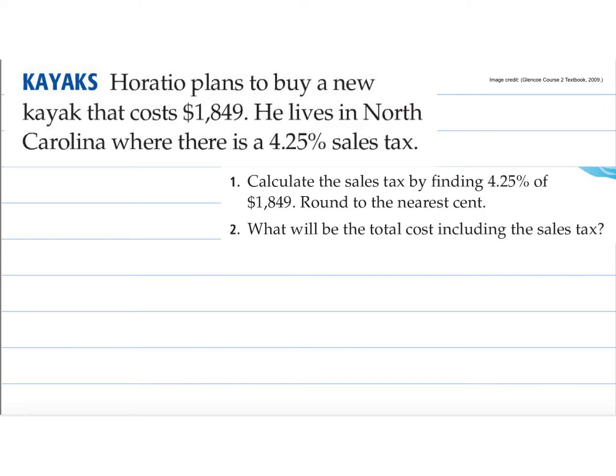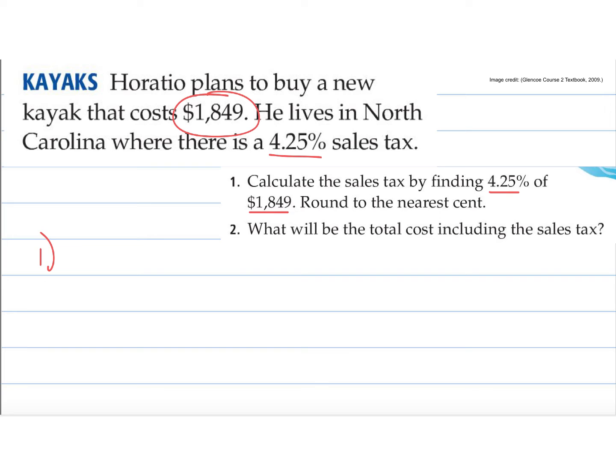Horatio plans to buy a new kayak that costs $1,849. He lives in North Carolina, where there is a 4.25% sales tax. First, calculate the sales tax by finding 4.25% of $1,849, round to the nearest cent, and then what is the total cost.